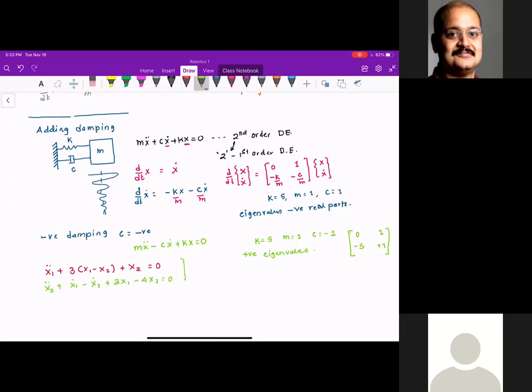And now if I ask you, I want you to solve this differential equation. What do I mean by solution of this differential equation? Solution of this differential equation is finding out a function x1 of t, finding out the other function which is x2 of t, so that when I substitute these values in this equation, the left hand side is equal to right hand side. Everyone understood this?